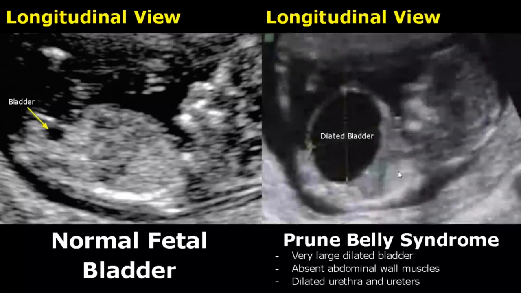Here we have another case of prune belly syndrome. In the longitudinal view, you can see a very large dilated bladder.